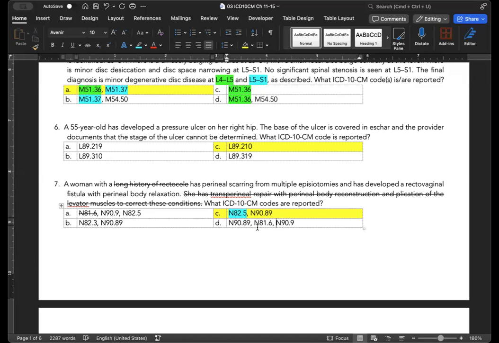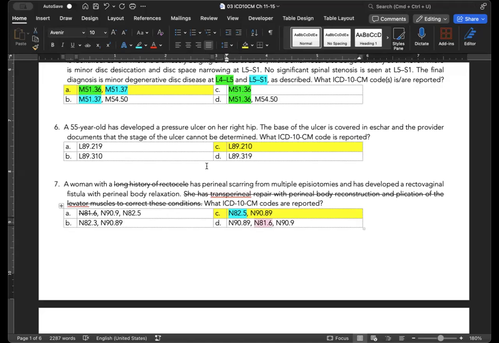and just use that for confirmation. Again, you don't have to if you're confident with that N82.5, but that N90.89 is going to be for an other specified non-inflammatory disorder of the vulva and the perineum. So in this case, that's not really going to give us a whole lot of clarification because we'd have to go look to see if it fell underneath any of the others before we can use the others.